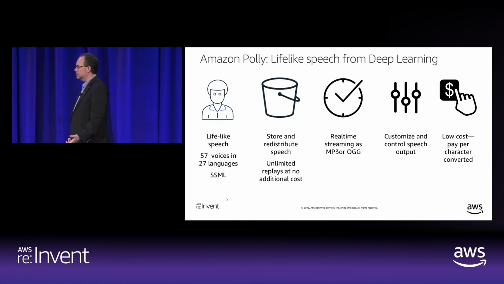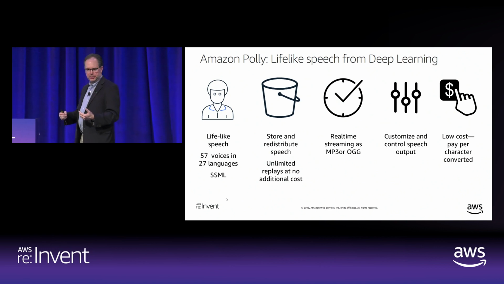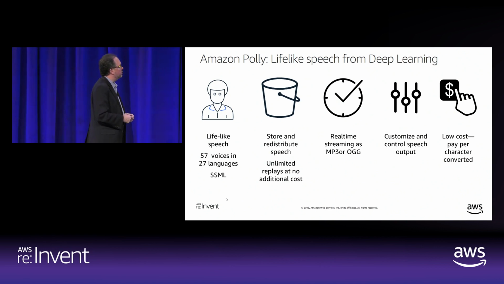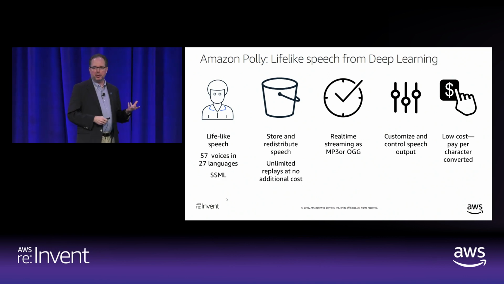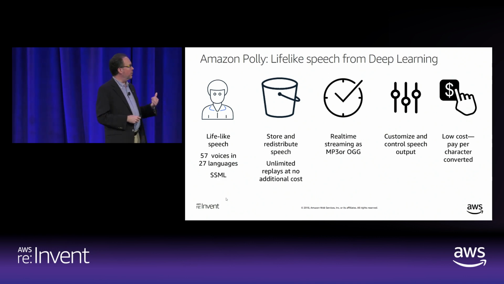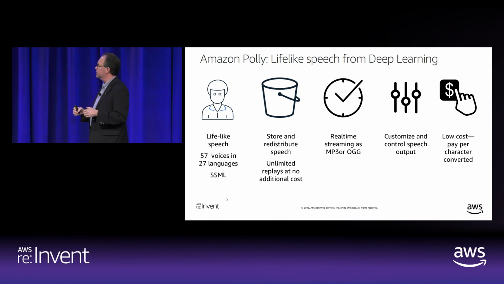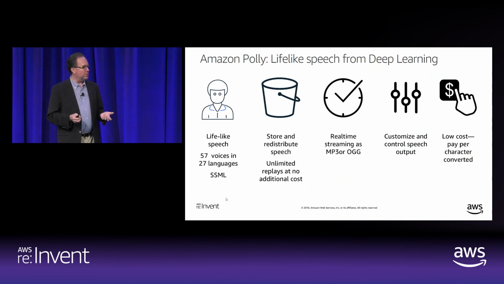Amazon Polly, which you heard a little bit of speaking Spanish and German earlier, is a lifelike speech tool that's based on our deep learning capabilities. We currently support 57 voices in 27 languages. And you can take the output of this, and store it and redistribute the speech.